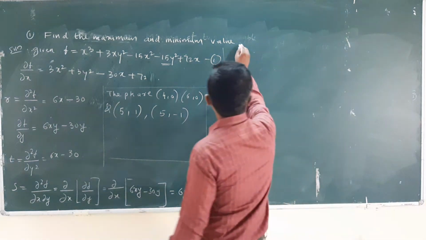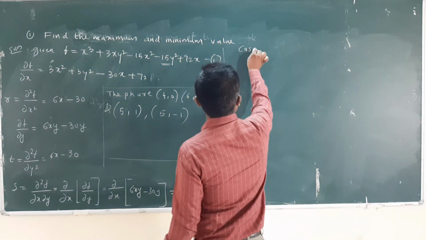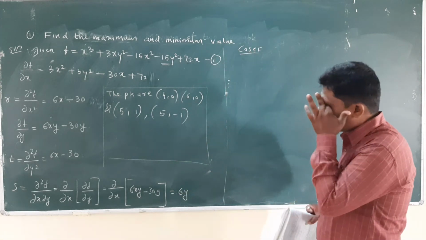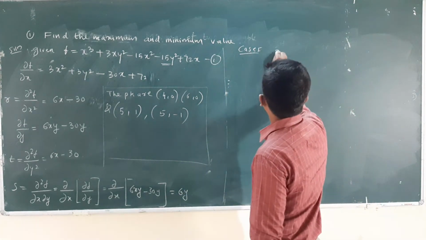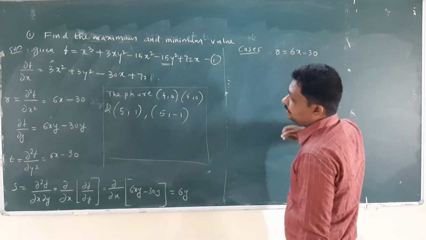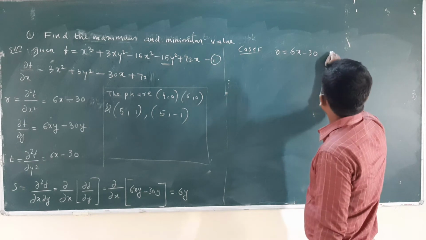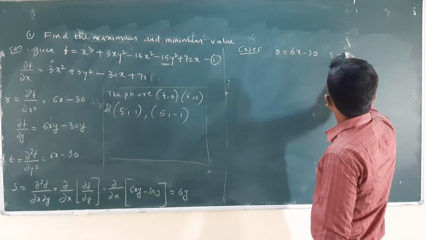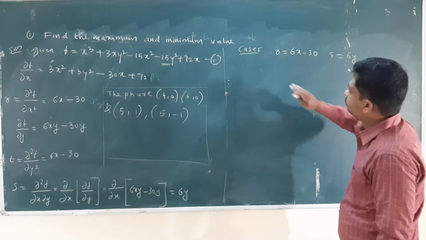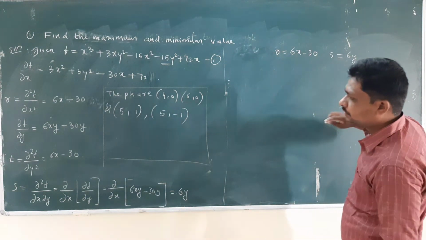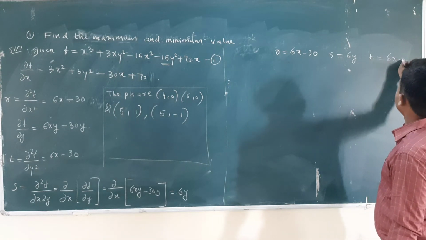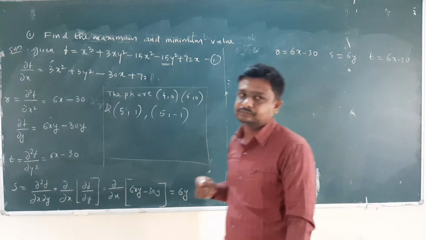So now, case number 1. Here r is equal to 6x - 13. Here s is equal to 6y. And t is equal to 6x - 13.